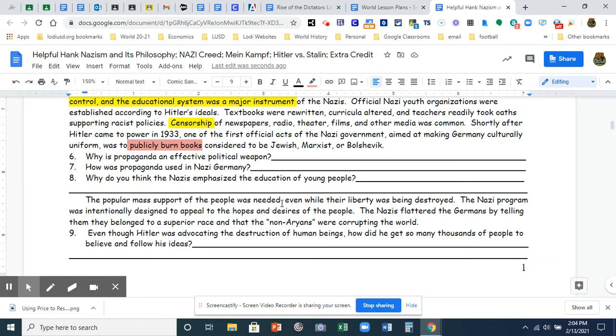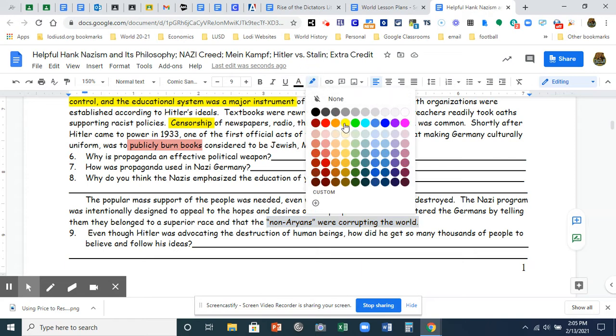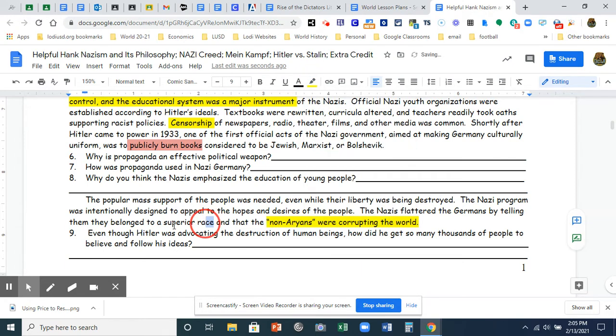The popular mass support of the people was needed even while their liberty was being destroyed. The Nazi program was intentionally designed to appeal to the hopes and desires of the people. The Nazis flattered the Germans by telling them they belonged to a superior race, that the non-Aryans were corrupting the world.